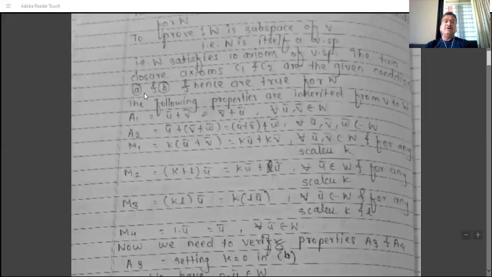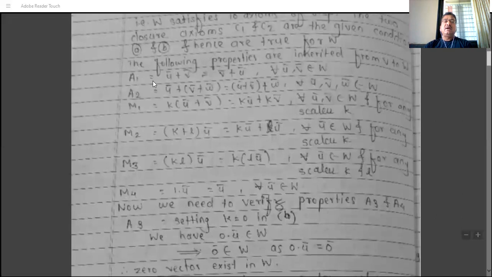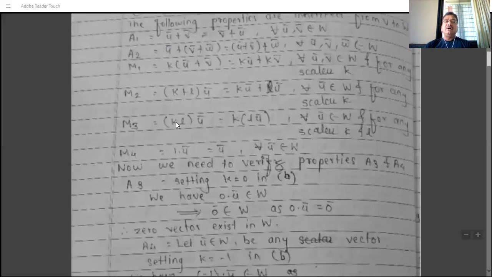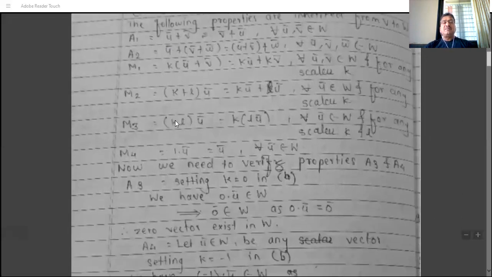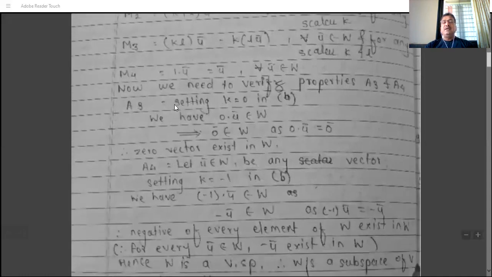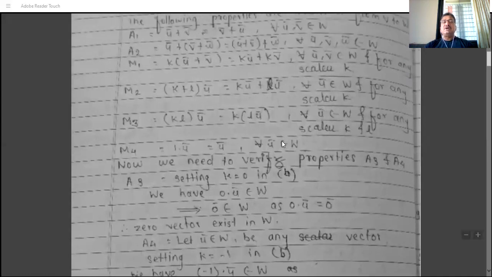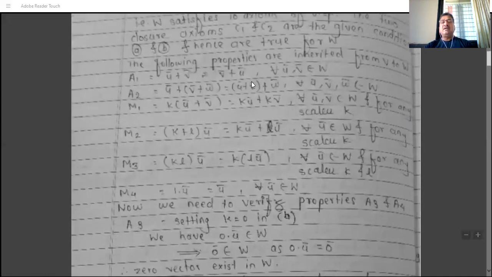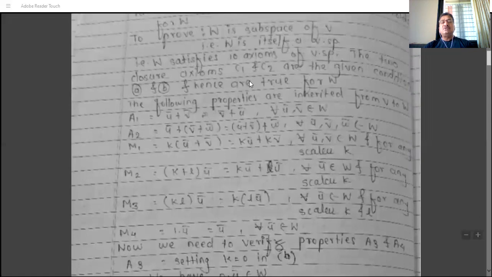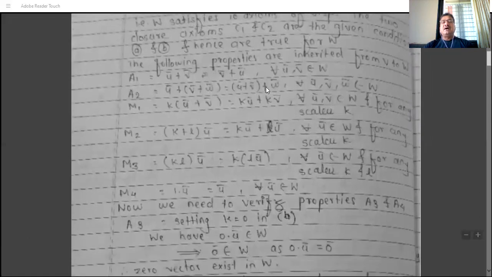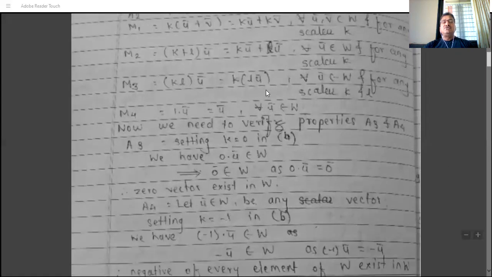So in all, the first two closure axioms are our assumption, and these 6 properties, that is a total of 8 properties, are now satisfied for W. And so we need to verify only the remaining 2 properties. Now we need to verify the properties A3 and A4 for W, because 6 properties are inherited and 2 properties C1 and C2 are our assumptions. That's why it remains to show that the remaining 2 properties A3 and A4 are satisfied for W.